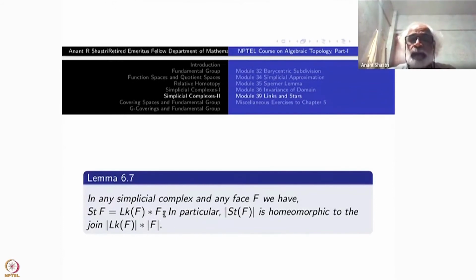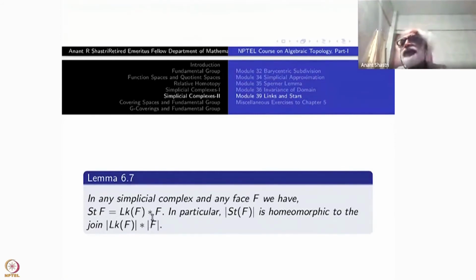So you take the join of these two, you get this one. So this is again combinatorial, but what is the meaning of this when you pass through the geometric realization? The geometric realization of star of F is homeomorphic to the join, namely the geometric realization of link of F joined with the geometric realization of F.